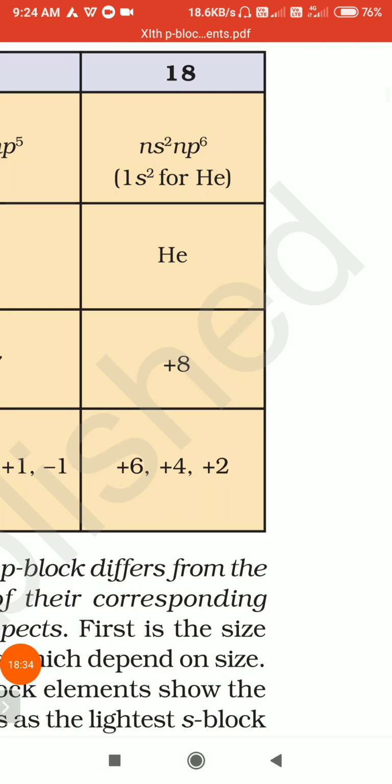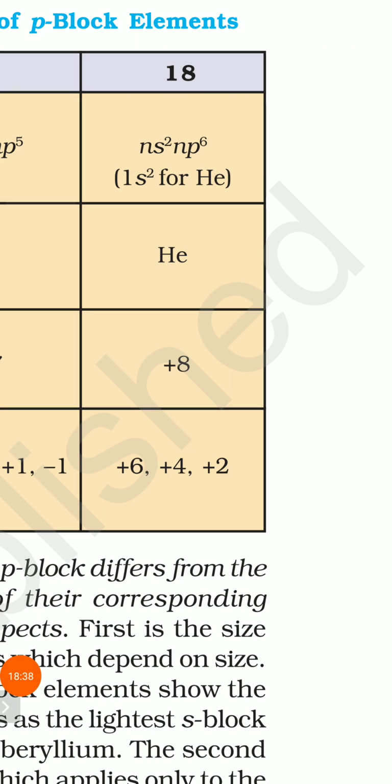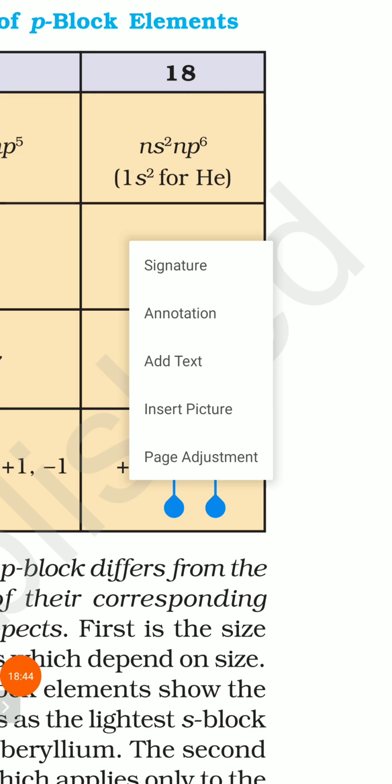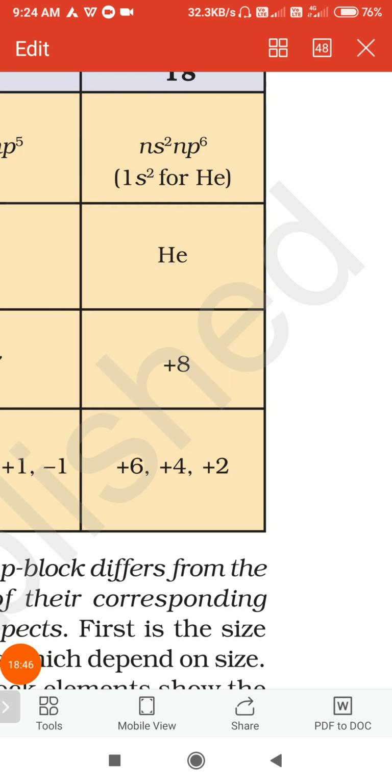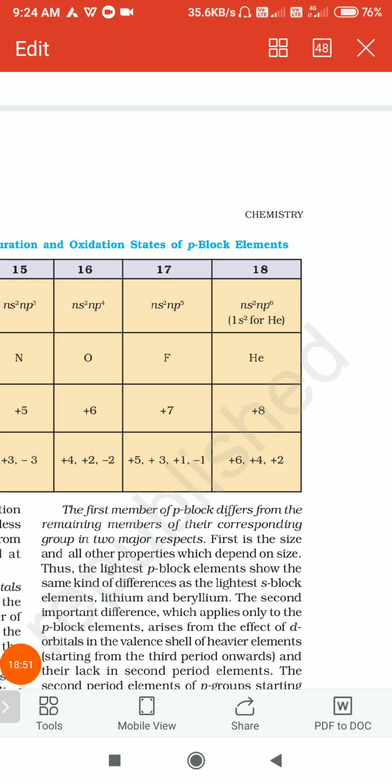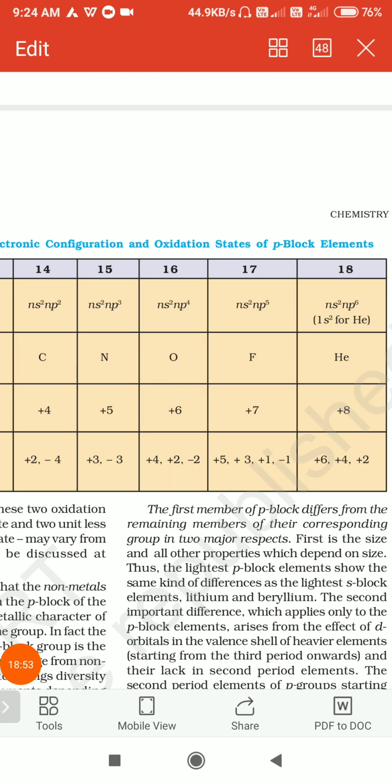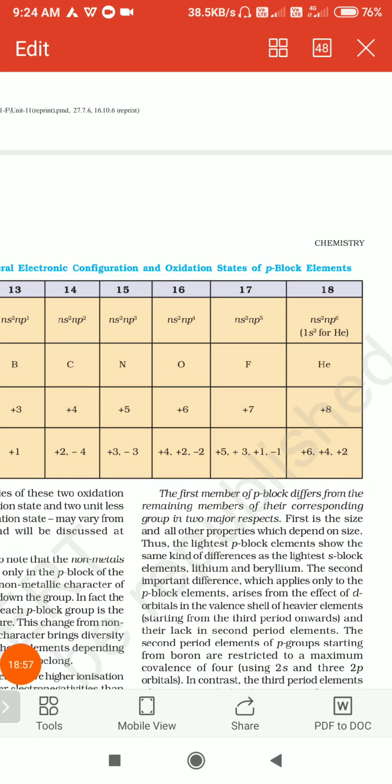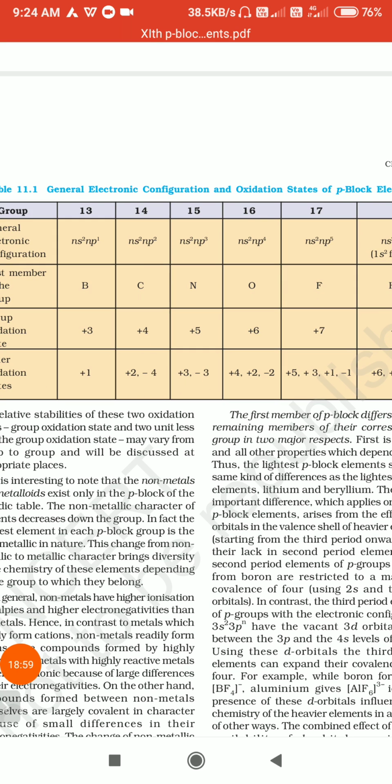Sir, do the remaining elements exhibit them? The remaining elements show only 1 or 2 oxidation states. But xenon exhibits 3 oxidation states: plus 2, plus 4 and plus 6, while combining with some other elements. When combining with other elements, they exhibit different kinds of oxidation states.